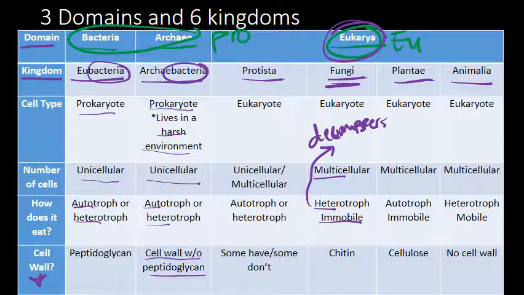By the way, we're going to add that immobile. We're going to add that over here to Archaea. Sorry, I forgot that one on there. Alrighty, so going back to fungi, they are immobile, they do not move around, and they have a cell wall that's made out of something called chitin.